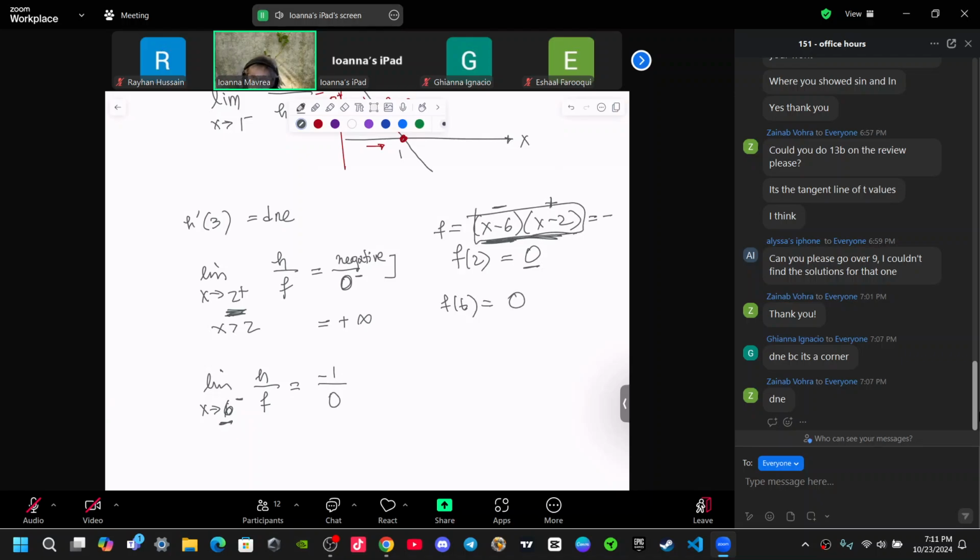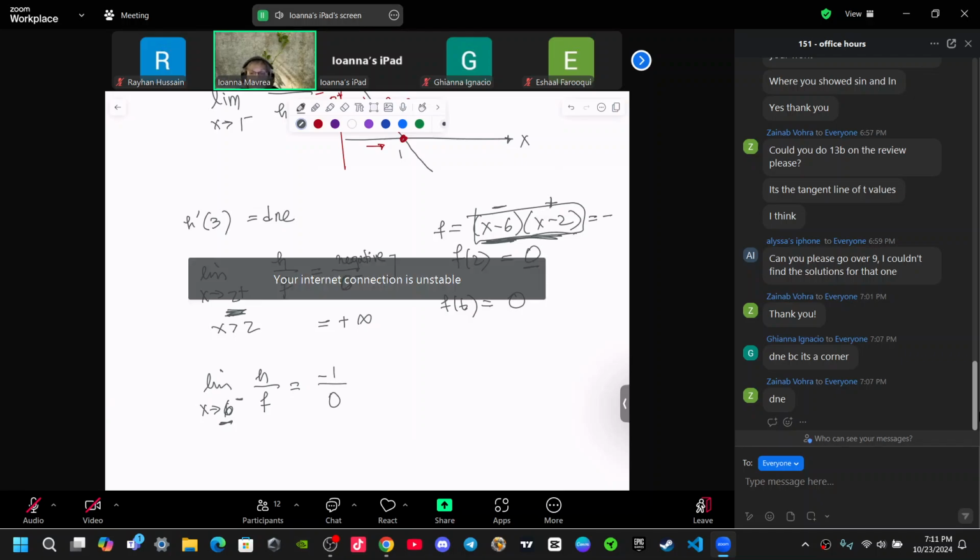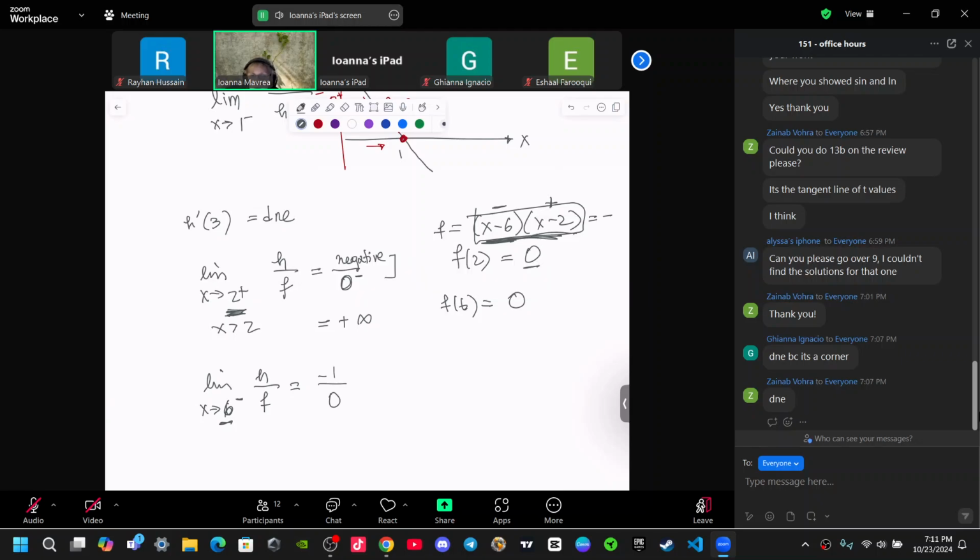Right? But a non-zero over 0 is plus or minus infinity. So again, you're forced to specify, okay, this is not really 0. Is it a little bit negative or is it a little bit positive? So you're going to pick a number to the left of 0, because that says left. So a number slightly less than 6, like 5.9.